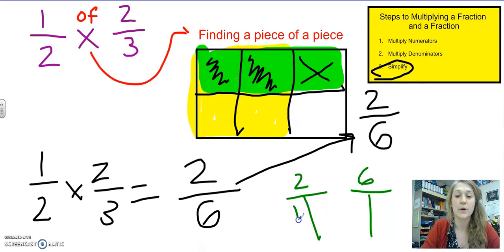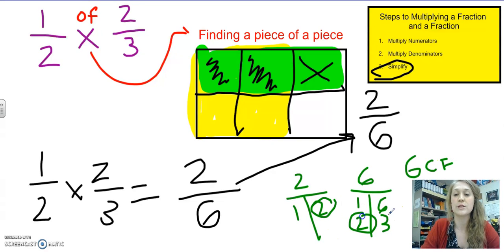So 2, I'm going to start with 1. 1 times 2 equals 2. There's no other way to make 2, so I'm going to go to 6. 1 times 6 equals 6. 2 times 3 equals 6. There's no other way to make 6. So I'm now going to look for my GCF, my greatest common factor. And the greatest common factor between 2 and 6 equals 2.